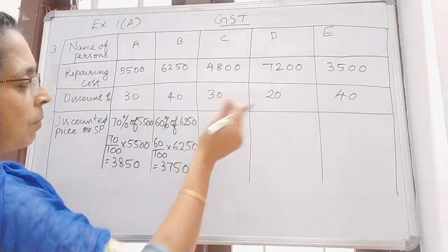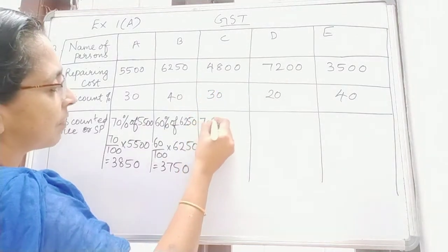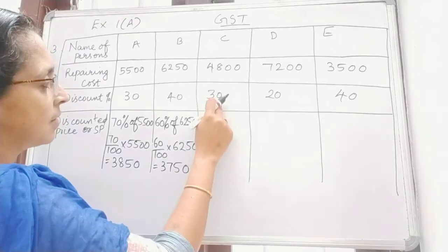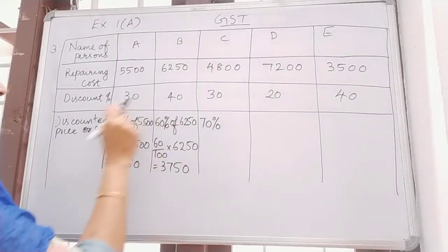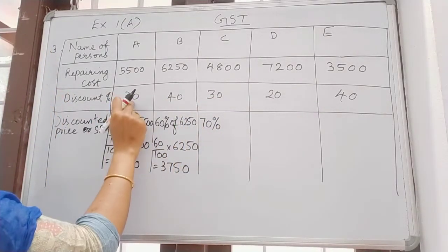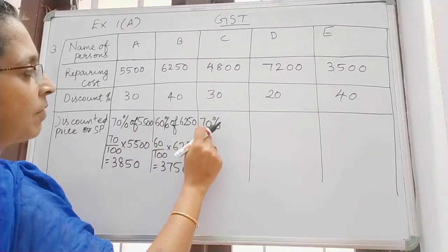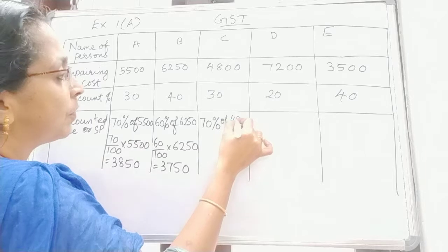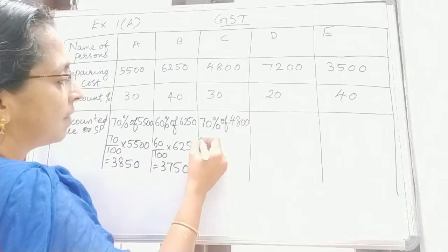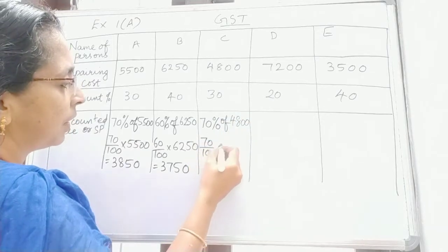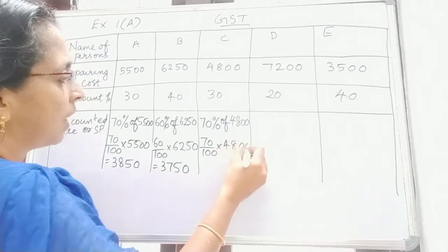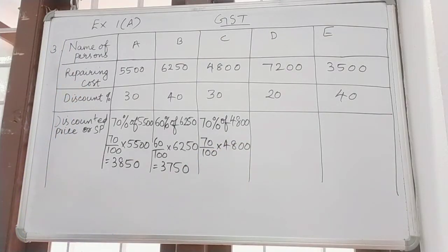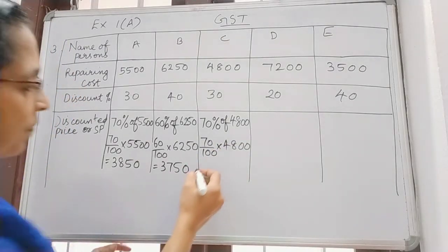Here also 30%. So remaining it will be 70%. That is 70 plus 30 is 100. Here 60 plus 40 is 100. 70 plus 30 is 100. So remaining 70% we have to pay. That is 70% of 4,800. That is 70 by 100 into 4,800. You will get the value as 3360.